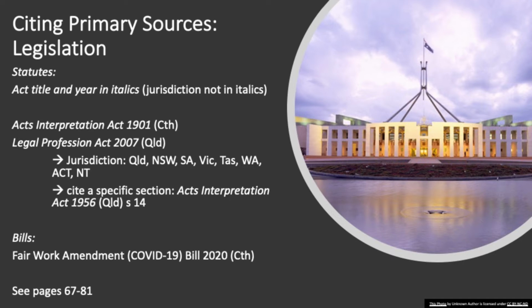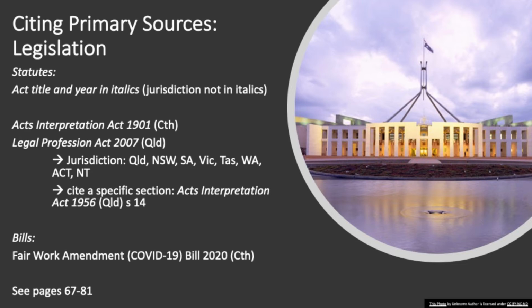Now, as you can see on the slide there are some examples of the AGLC requirements. So the Acts Interpretation Act 1901, which is a piece of federal legislation, you'll see that the title and the year are all italicised. It's also important to provide the reader with the jurisdiction information so that they know whether to go and locate that source from Queensland or from New South Wales or the Commonwealth, etc.